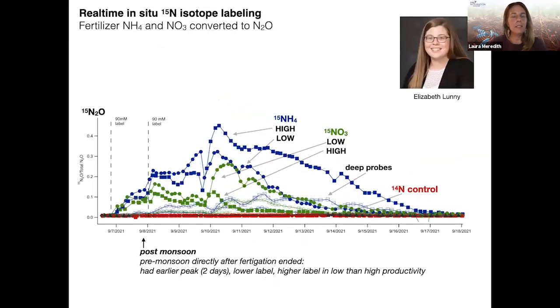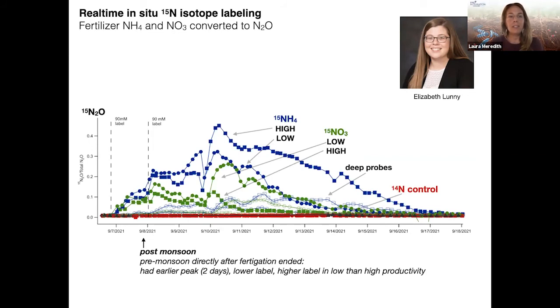And so this is a picture of after the monsoon season, after nitrogen hadn't been applied for a couple of months. We added this labeled nitrogen precursor, and we see these nice dynamics of conversion into the nitrous oxide of that label. In this case, we saw that there was the most label from the ammonium precursor, and that actually the high productivity line had the greatest conversion.